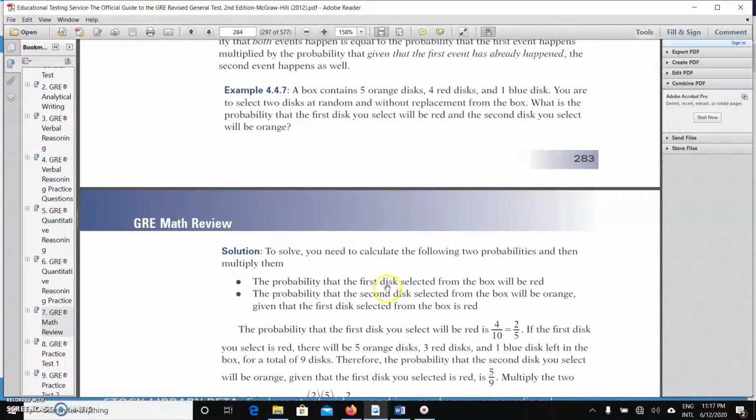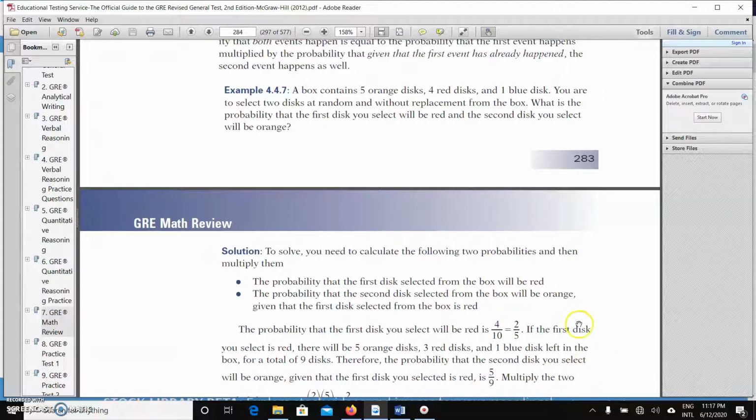The probability that the first disc selected from the box will be red. That's the first thing I did, which is 4 over 10. The reason I picked 4 is because 4 is the total number of red discs there. So that's the total number of slots that are red. That will be 4 over 10. And the second one, the probability that the second disc selected from the box will be orange. Orange is 5. 5 oranges. That will be 5 over the total number.